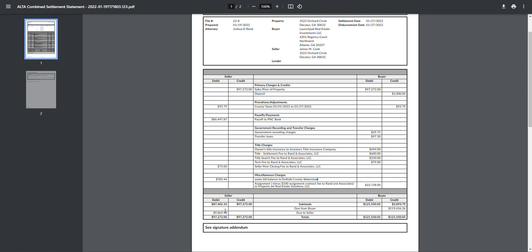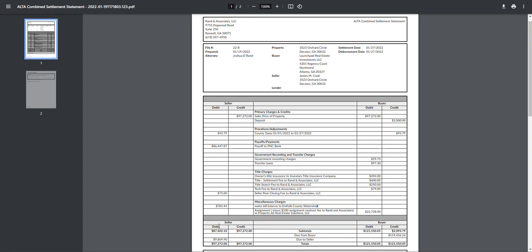So now we're going to go into the total. The total here, we have the total debits, which is the total amount of deductions totaled up to $87,402.10, right? And we have our total credit, which is $97,272 from the sales price of the property. Now you subtract the debit from the credit, right? The deductions from the credit, and we're going to get $9,869.90, which is due to the seller.